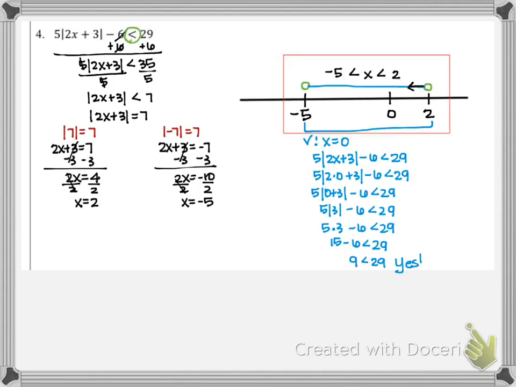So here is my work for this question. Notice that when I went back and I checked my value, so I'm over here at my check, what I just highlighted in green, that I went all the way back up to the original question, so the 5 times 2x plus 3 minus 6 is less than 29, just in case I made a mistake when I was manipulating it. Let's go ahead and take a minute, check your work, make sure that we match.